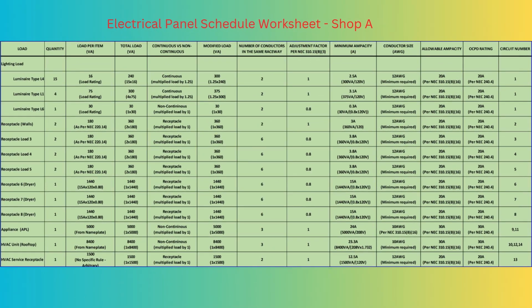This drawing shows a panelboard worksheet detailing circuit information, including load descriptions, quantities, total loads in VA, circuit ratings, conductor sizes, and ampacity adjustments. It outlines whether loads are continuous or non-continuous, modified load calculations, and adjustment factors for conductors in the same raceway. Each circuit is evaluated for compliance with NEC standards, ensuring proper load balancing and safety. This worksheet is crucial for designing and verifying the electrical system for efficiency, reliability, and adherence to code requirements.